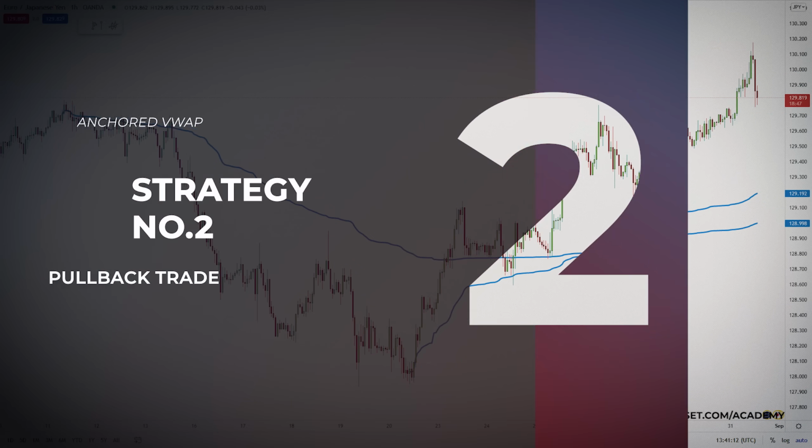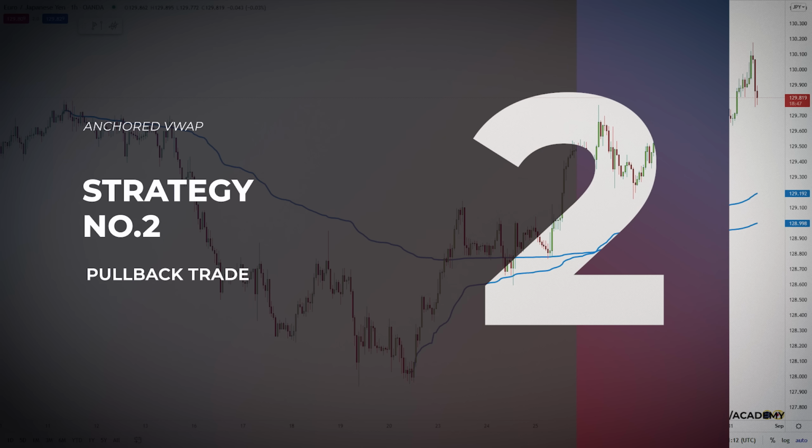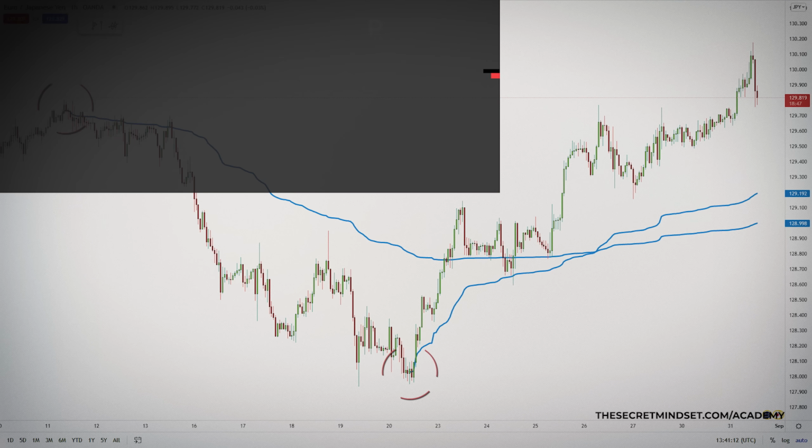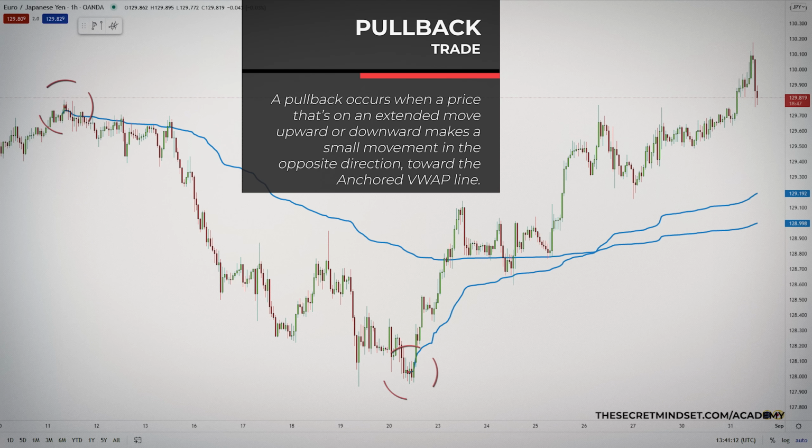The most common strategy using the anchored VWAP is the pullback trade. A pullback occurs when a price that's on an extended move upward or downward makes a small movement in the opposite direction toward the anchored VWAP line. Pullbacks are a common price movement, especially in heavy trends.